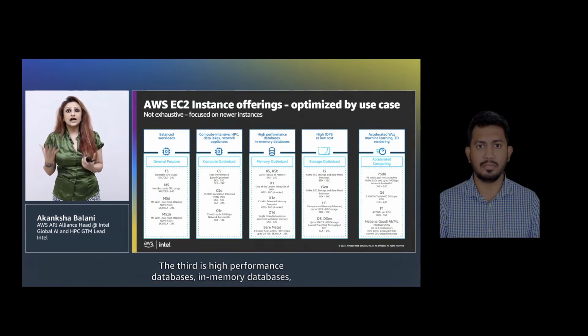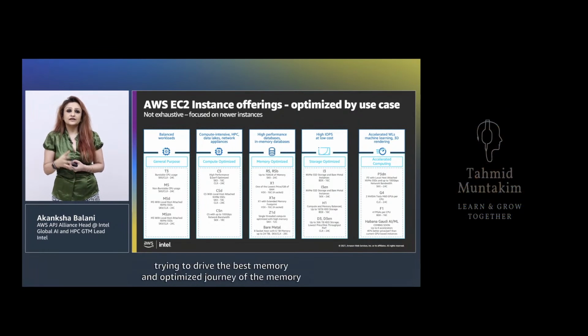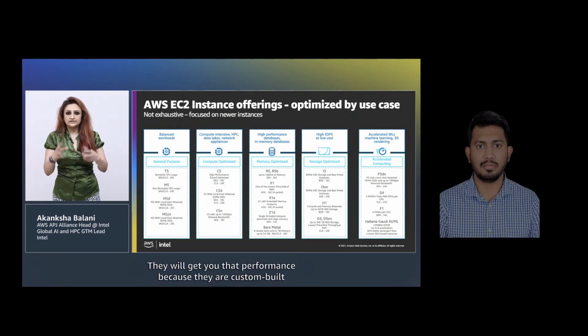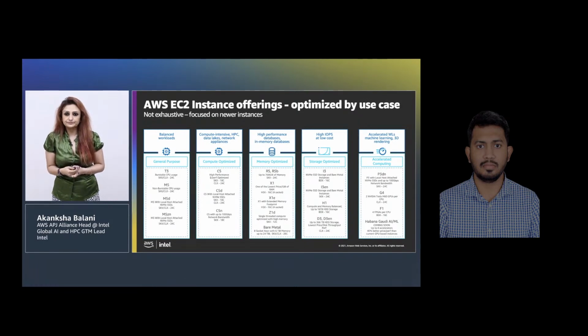The third is high performance databases, in-memory databases. If you are a DB person, you want to make sure that you are trying to drive the best memory and optimized journey of the memory that you require for your application. Use the R5s, the R5Bs, the X1s, the X1Es, the Z1s, or the bare metal instances. They will get you that performance because they're custom built for in-memory database application development.